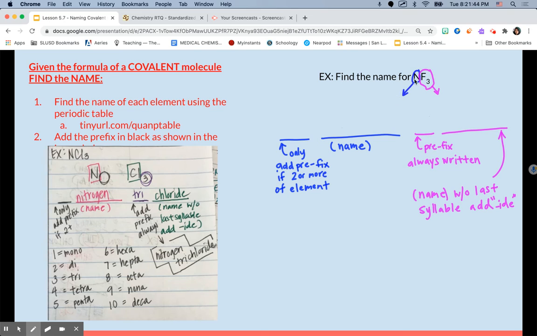All right, so here I know that this is called nitrogen. And notice that I only have one nitrogen because there's no subscript here. Notice also in the notes that we only add the prefix if there's two or more of the element. So since there's only one of that element, we don't need to add the prefix for this one. So F3, F is called fluorine.